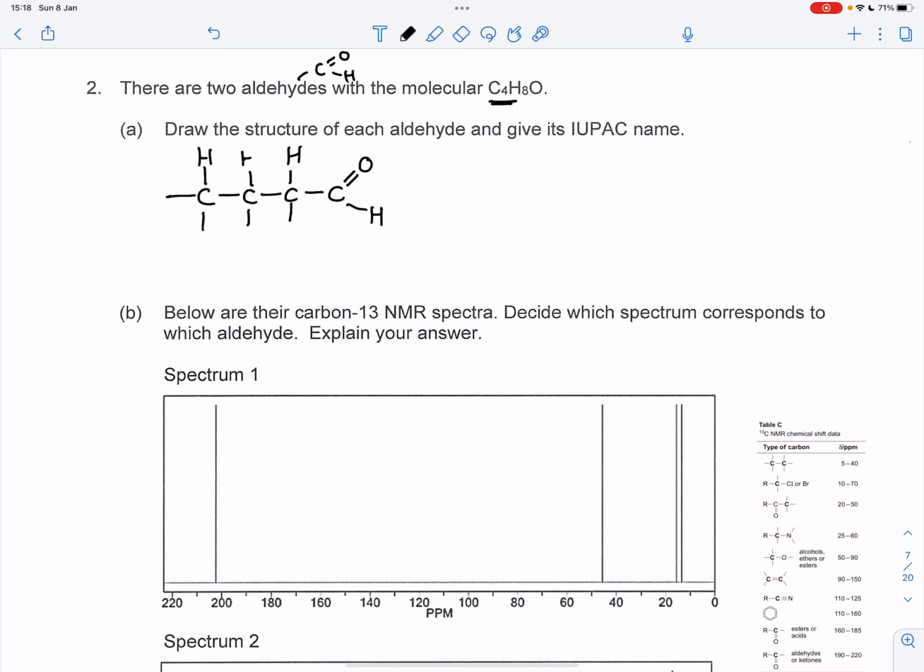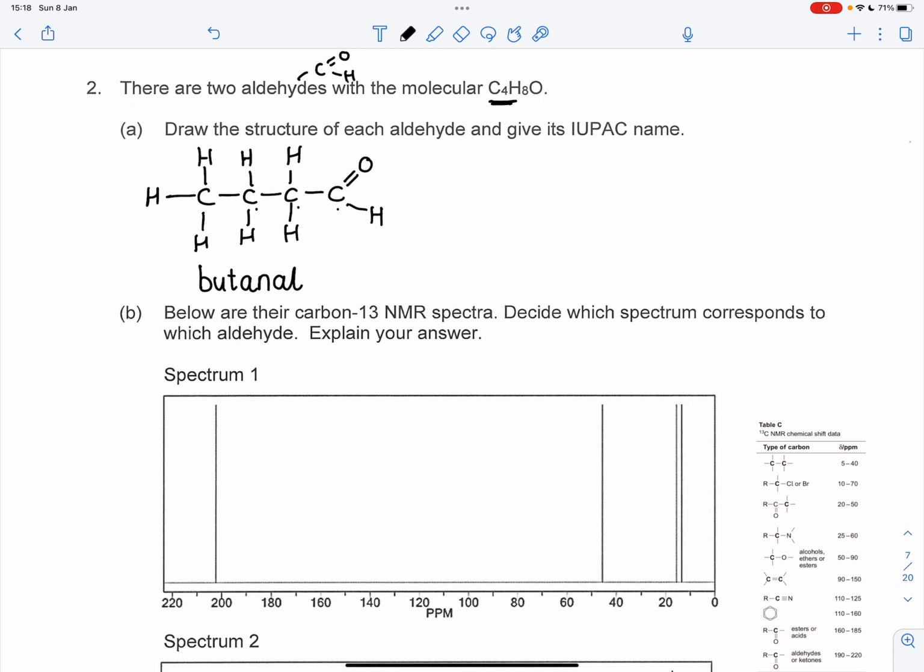1, 2, 3, 4, 5, 6, 7, and the 8th one on the aldehyde. This gives us the right formula. If we had to name this, we've got 1, 2, 3, 4 in a row: but. Carbon-carbon single bonds: an. And it's an aldehyde: al. So butanal.